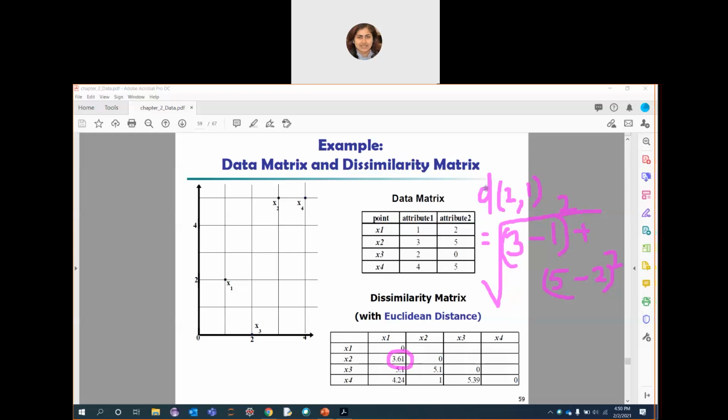Like that, can someone tell me how you find the distance between x3 and x1, 3 and 1? Anyone want to answer? You can type in the chat box also. Okay, no answers?